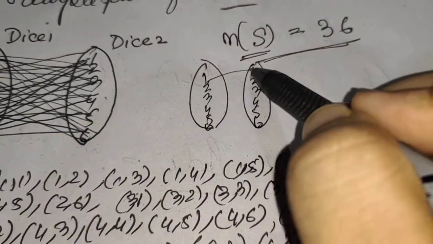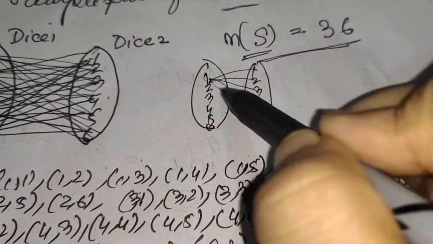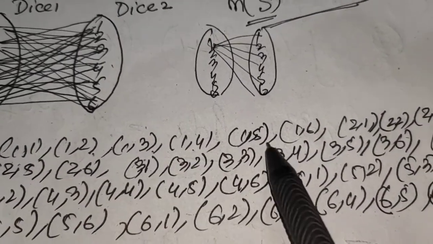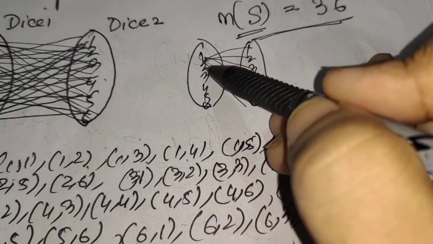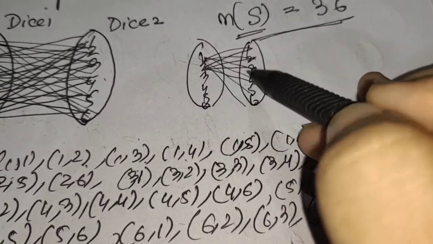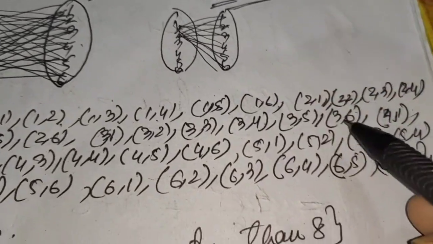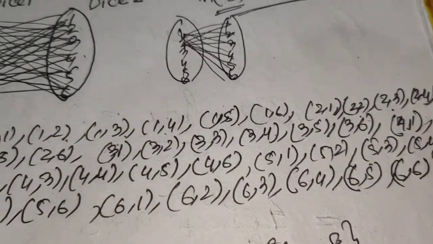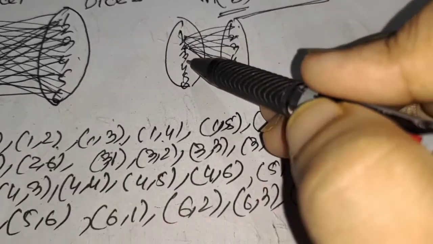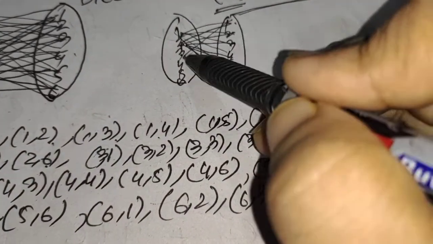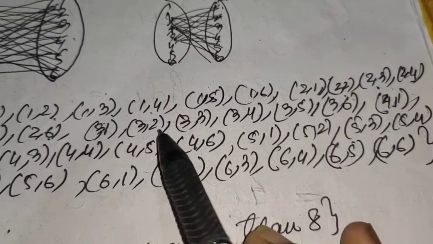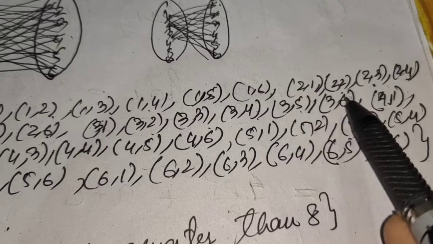So 1 will be connected: 1 1, 1 2, 1 3, 1 4, 1 5 and 1 6. Then 2 will be connected with 2 1, 2 2, 2 3, 2 4, 2 5 and 2 6, and we will connect it from set 1 to set 2. Then 3 will be connected: 3 1, 3 2, 3 3, 3 4, 3 5 and 3 6.